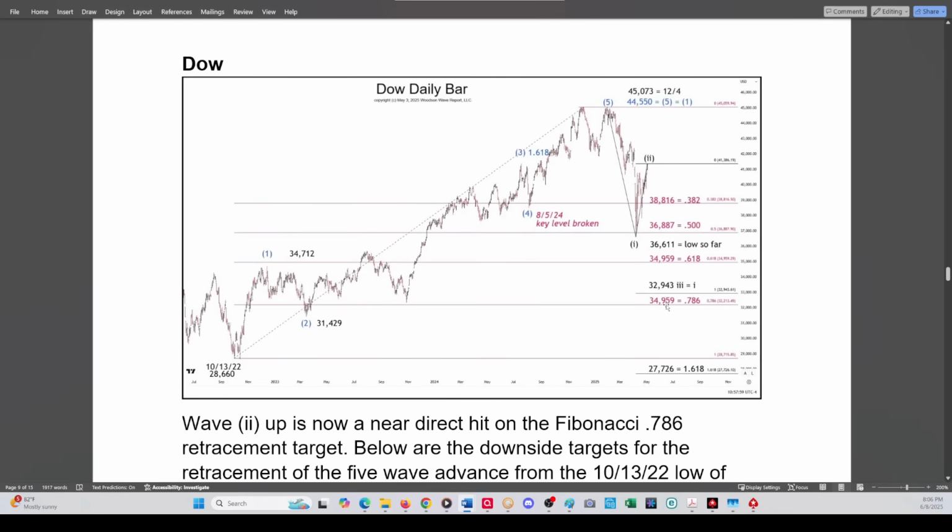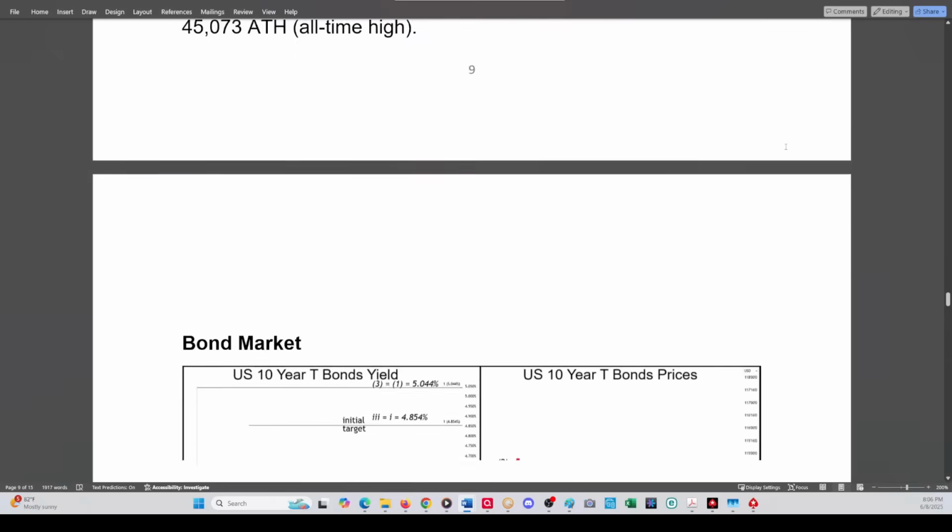All right, there's our retrace targets from the October 2022 low to the all-time high in December. And there are the targets. You can see them there. So far it's between the 50 and the 61.8. Okay, that's it on the Dow.